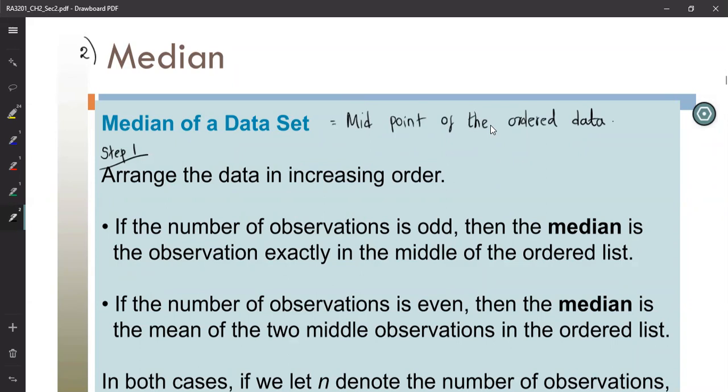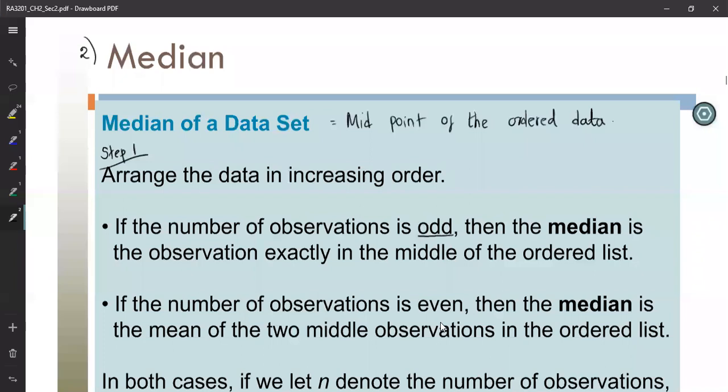If the number of observations is odd, if n is odd, then the median will be the exact midpoint. Okay, you will have an exact value for the midpoint. But if the number of observations is even, then when you find the midpoint, you do not have an exact value, but you'll have a number of observations to your left and to your right. Therefore, the median becomes the average of the two middle observations of your ordered data.